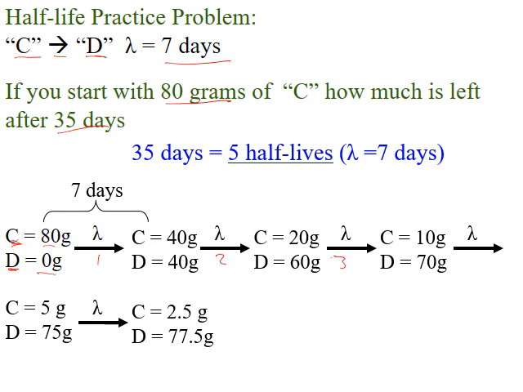Now notice, again, everything adds back up to 80. Nothing has disappeared. So there's my final answer. I have 2.5 grams of C left, and I now have 77.5 grams of D. And if we were to continue, you'd have to take half of 2.5, which is 1.25, and add the other 1.25 to 77.5, and so on.